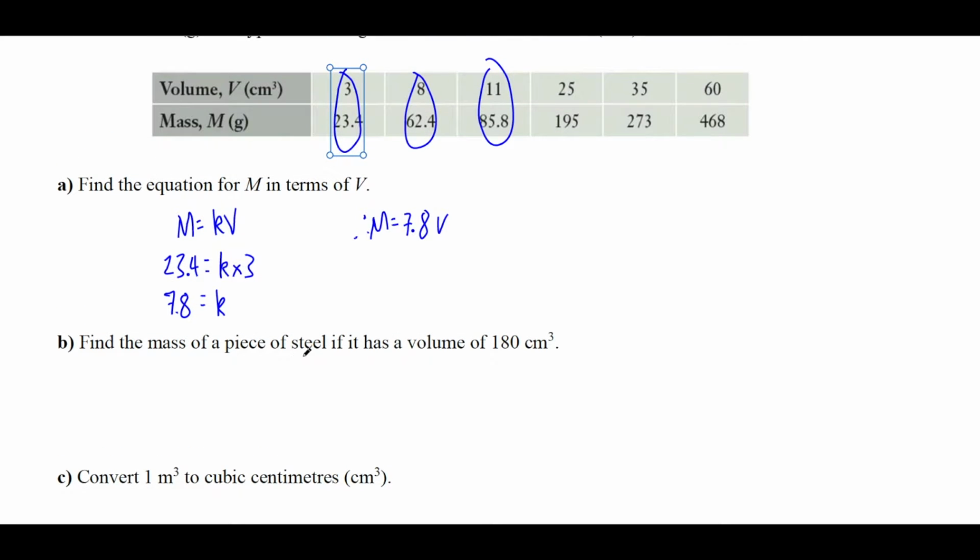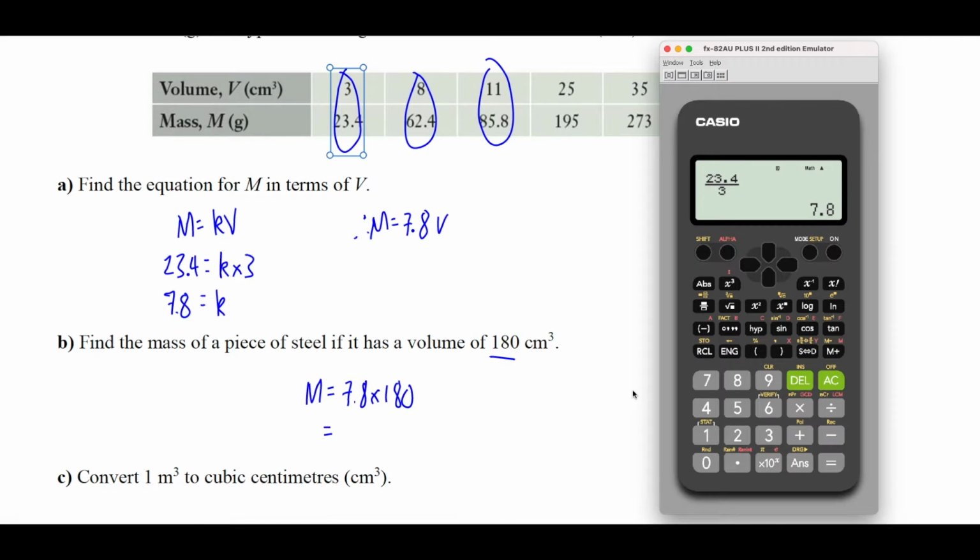Find the mass of a piece of steel if it has a volume of 180 centimeters cubed. To do this, you just substitute the value into the formula. They give you a volume of 180, so substitute 180 into v. Mass is equal to 7.8 times the volume. What does this give you? I'm going to use a calculator again. 7.8 times 180 gives you 1404.